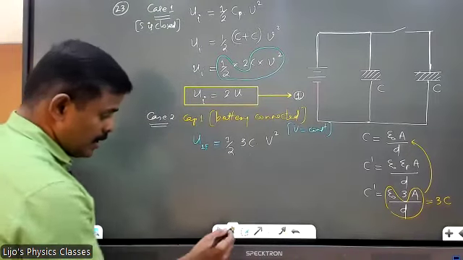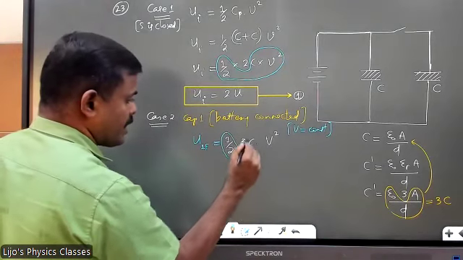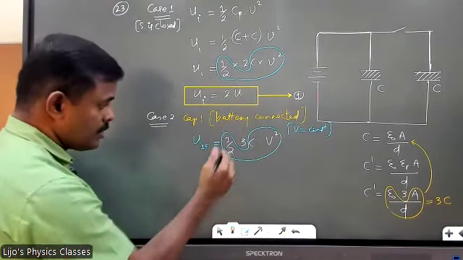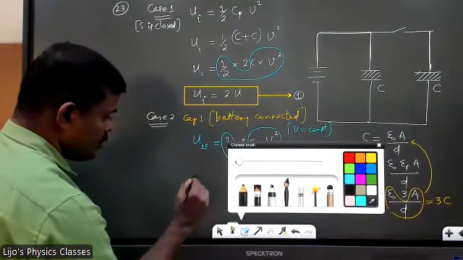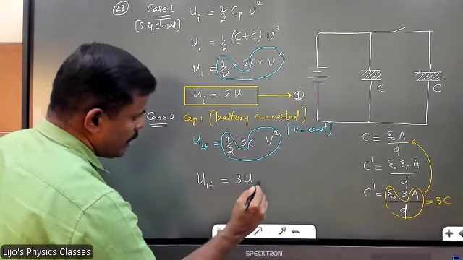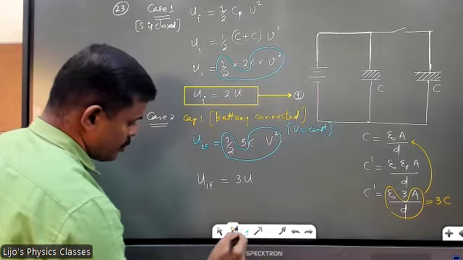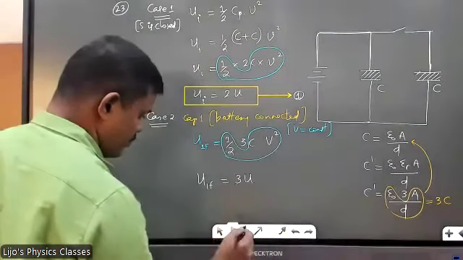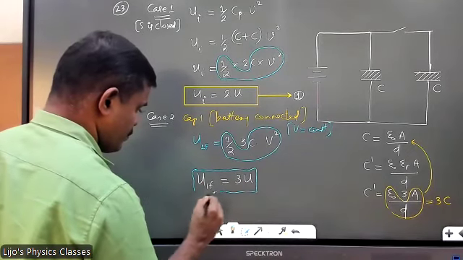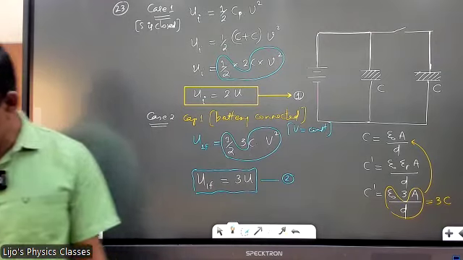Now, earlier I put this half CV square as what? Do you remember what I put? That was U, no? So this will give you what now? U1F will be equal to 3U. 3 times the rest of it is U. This is equation number 2. Understood this, all of you?